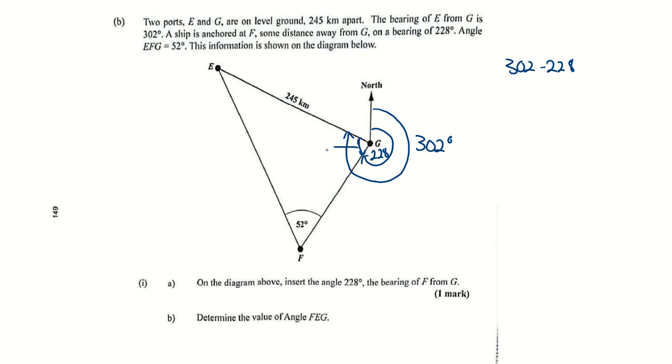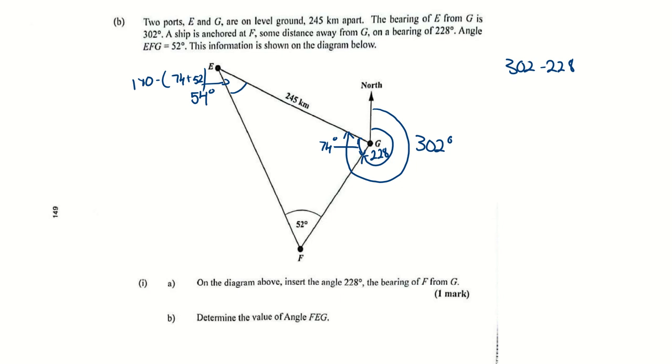Alright. 74 degrees. This angle is 52. So if this is 74 and this is 52, we see a triangle. So it is 180 subtract the sum of 74 plus 52, which is 54. So this angle here is 54 degrees. Right? We good so far?